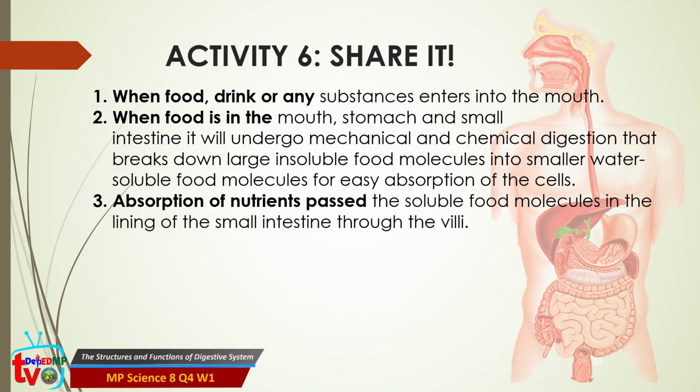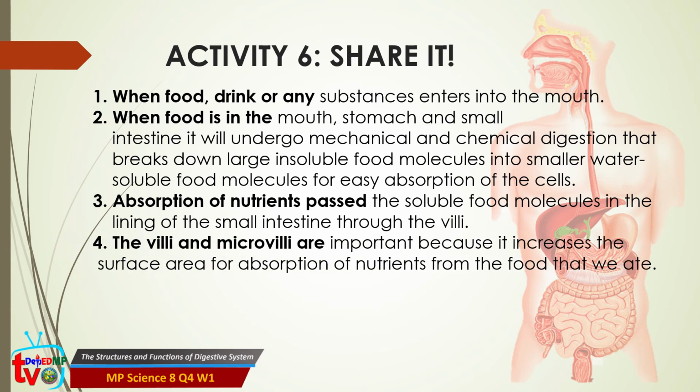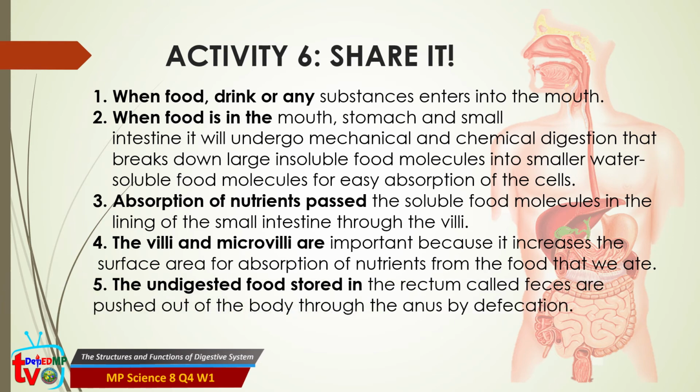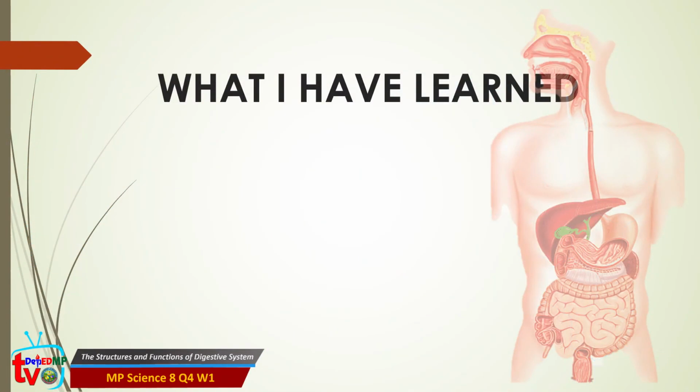Number 3. Absorption of nutrients pass the soluble food molecules in the lining of the small intestine through the villi. Number 4. The villi and the microvilli are important because they increase the surface area for absorption of nutrients from the food that we ate. Number 5. The undigested food stored in the rectum, called feces, is pushed out of the body through the anus by defecation. To sum up the lesson, do the activity on What I Have Learned part in your module.